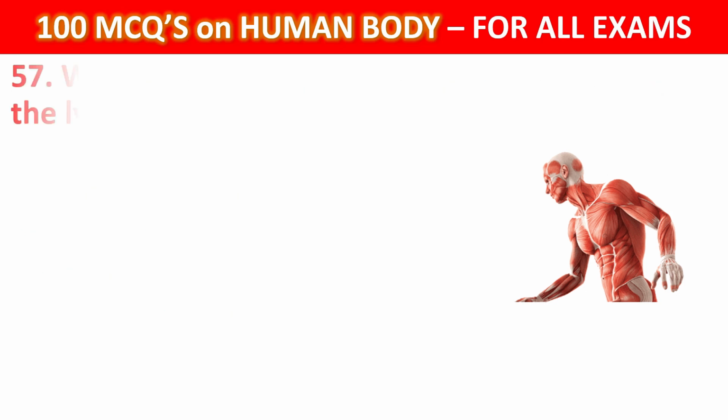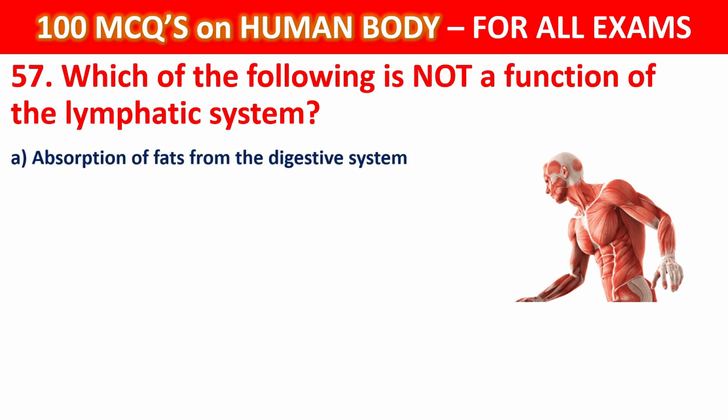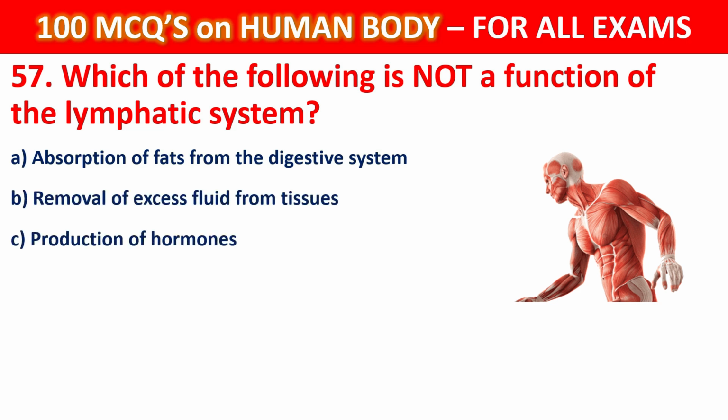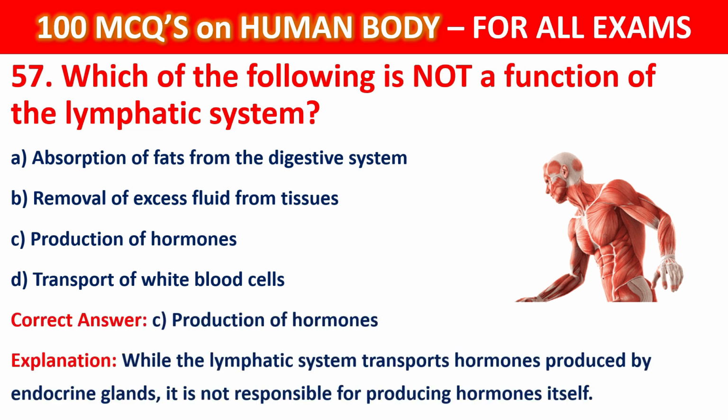Question number 57. Which of the following is not a function of the lymphatic system? The options are absorption of fats from the digestive system, removal of excess fluid from the tissues, production of hormones, or transport of white blood cells. The correct answer is C, that is production of hormones. While the lymphatic system transports hormones produced by endocrine glands, it is not responsible for producing hormones itself.